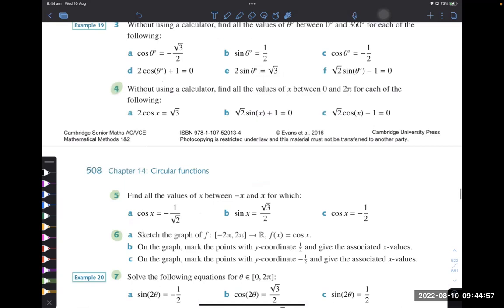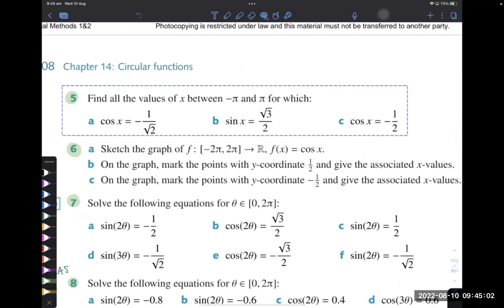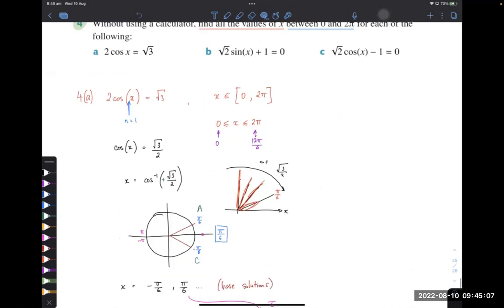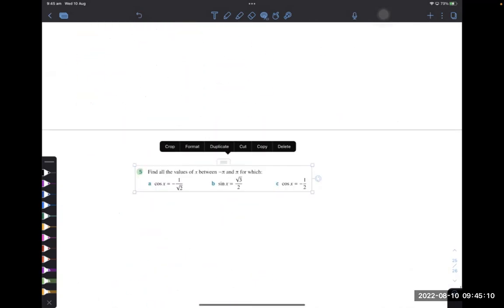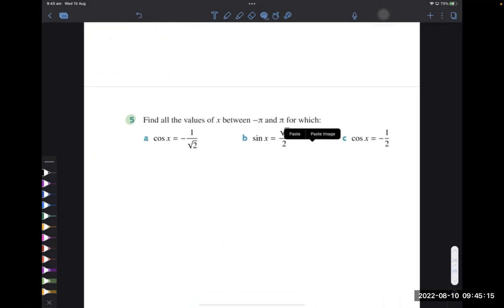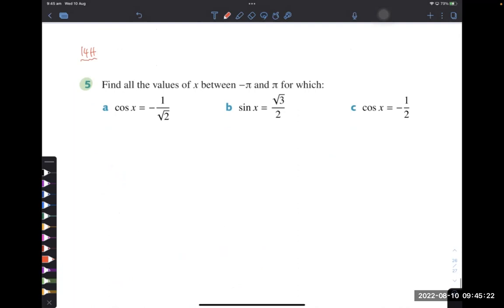You'll start to see it once you get to this one here. Question 5. I'll do one from question 5. Since we've done cos, we'll do this one here. Does anyone have any questions so far? Which question would you like to do? A? Okay.